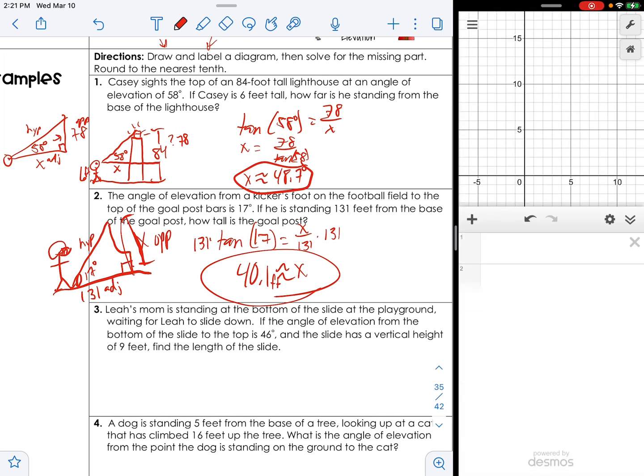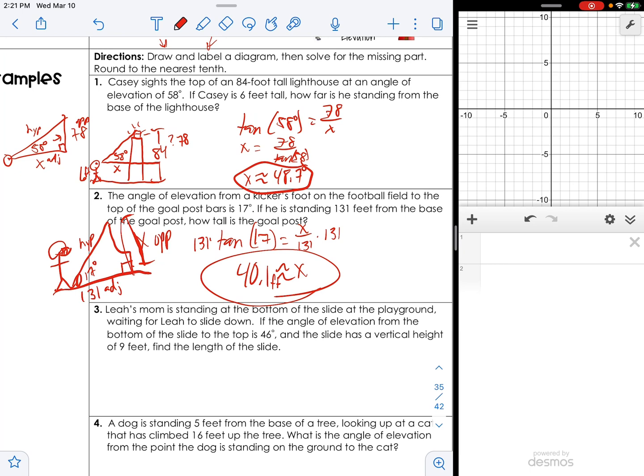All right, let's go for it. Here we go. Leah's mom is standing at the bottom of a slide on the playground. I know I probably shouldn't put her in a skirt, but I'm going to put her in a skirt. This is mom. She's got long hair. And there's a slide, and it's going to have a ladder. So she is standing at the bottom of the slide at the playground, ready for Leah to slide down.